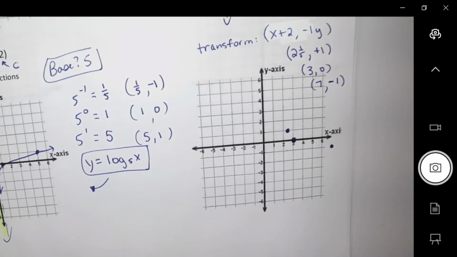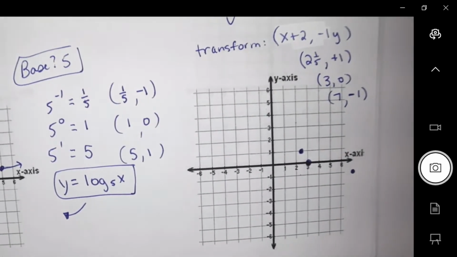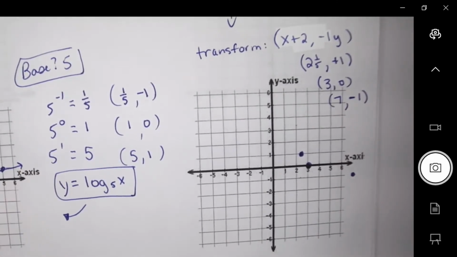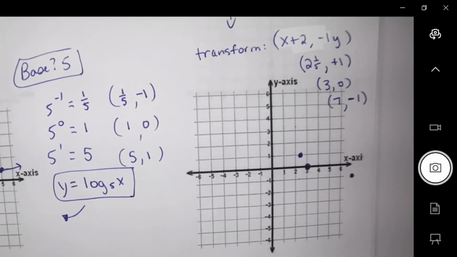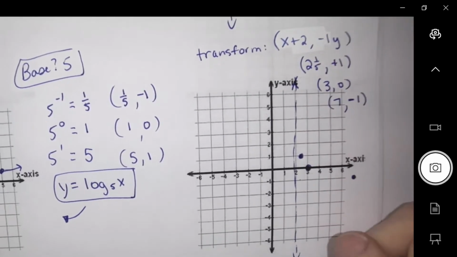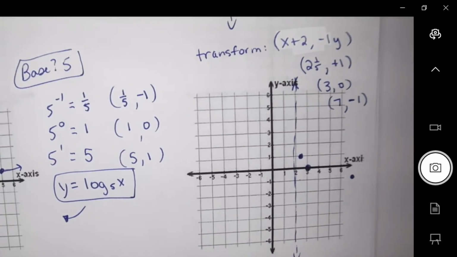Okay, so there's the 3 points. Physically, do you understand that I'm moving right 2? This is right 2. So what is the new asymptote? That will also move right 2. So if you were ever asked something like, what's the equation of the new asymptote? X equals 2.